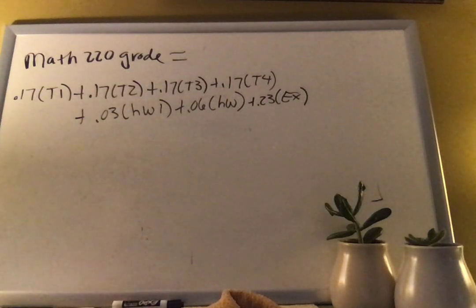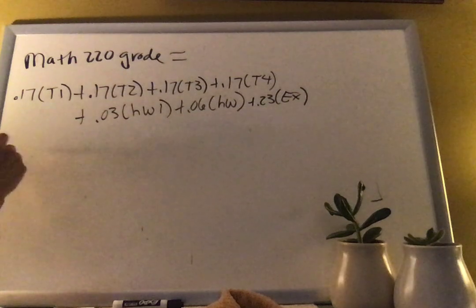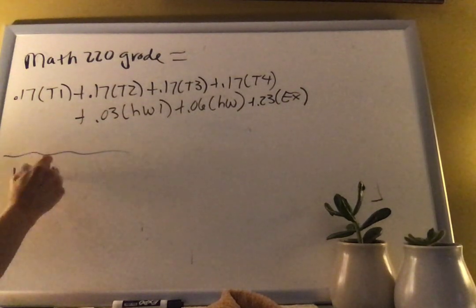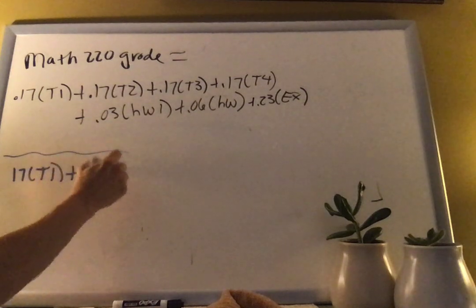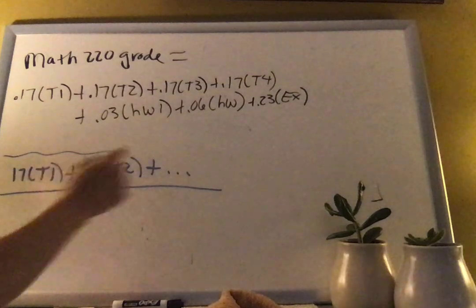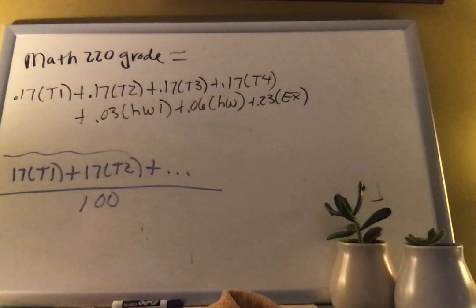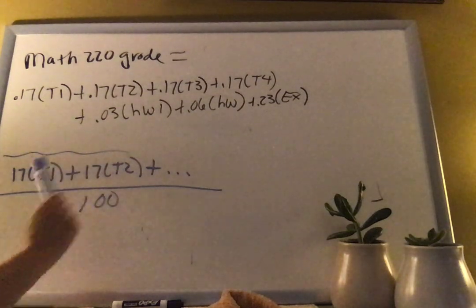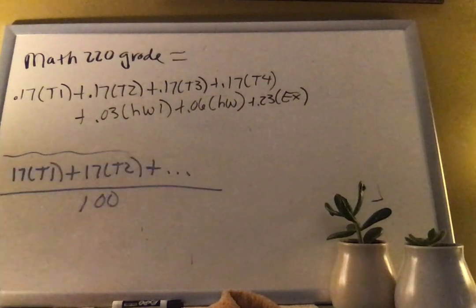You do not have to write this. If you want to think, I'm not going to write the whole thing, etc. You could write it like that: 17 times test 1 plus 17 times test 2, then da-da-da, all divided by 100, right?